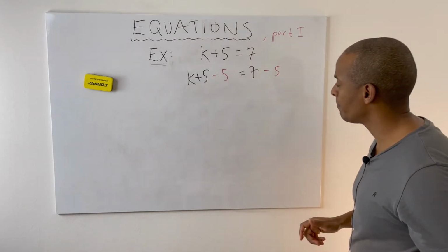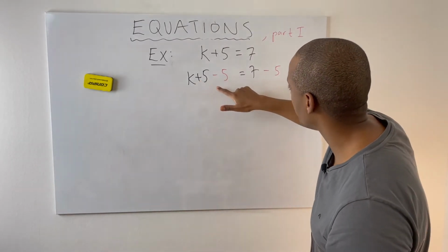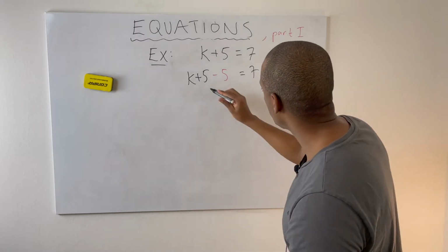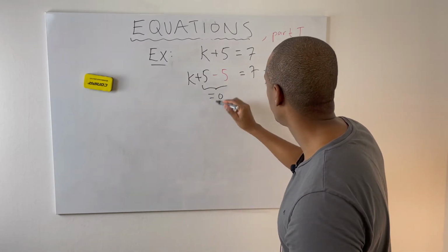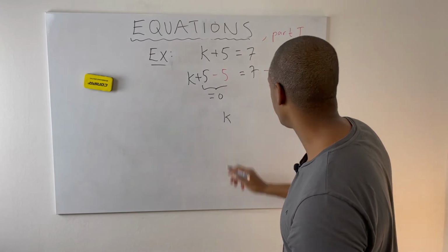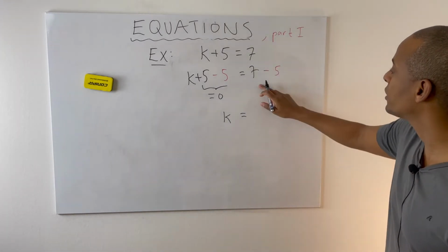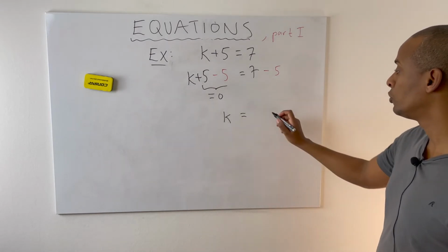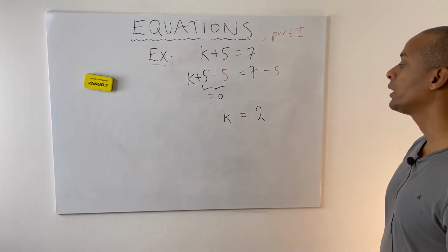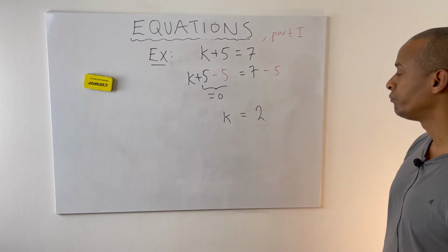And now we see here the magic, +5 -5. These two things cancel out. So this is going to be equal to 0, right? So we only remain with k. And on the right-hand side, we have 7 minus 5 is equal to 2. So the answer is k equals 2.